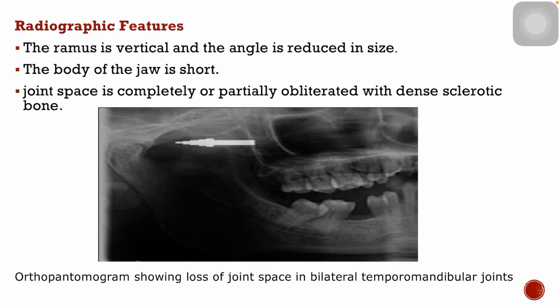Radiograph feature: the ramus is vertical and the angle is reduced in size. The bone of the jaw is short. The joint space is completely or partially obliterated with dense sclerotic bone, as shown in this OPG. It shows loss of the joint space in the bilateral TMJ joint.